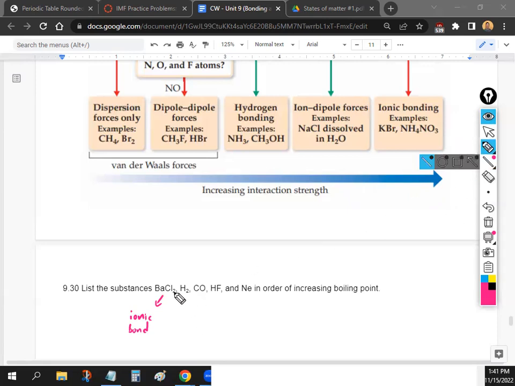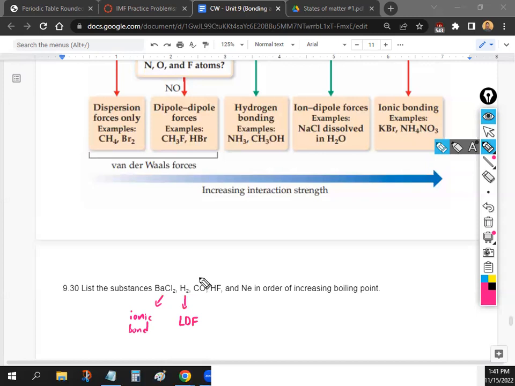Okay, let's go to H2. What is the strongest IMF that H2 experiences? It's London dispersion, because for H2 there's no dipole. It's non-polar, it's the same on both sides. No hydrogen bonding, it's just hydrogen. There's no ions in there. This is the most boring compound. Actually, it's not true. It blows up.